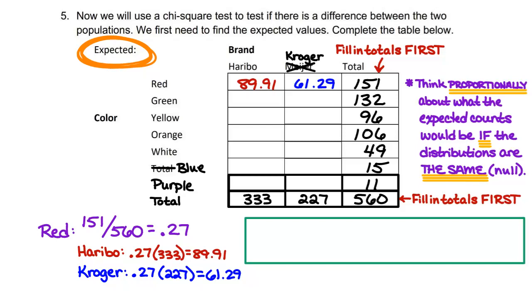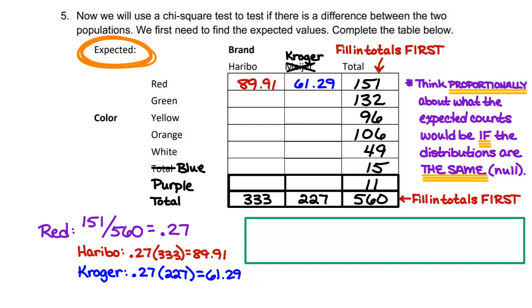And then we took that value and figured out what 27% of all the Haribo gummy bears would be. That's where we got this 89.91. And then we figured out what 27% of all of the Kroger gummy bears was going to be. That's where we got this 61.29. Obviously we have a little bit of rounding error in here, but it adds up approximately to 151. We got it to add up to like 151.2, right? All right, so we can do that for all the other cells.